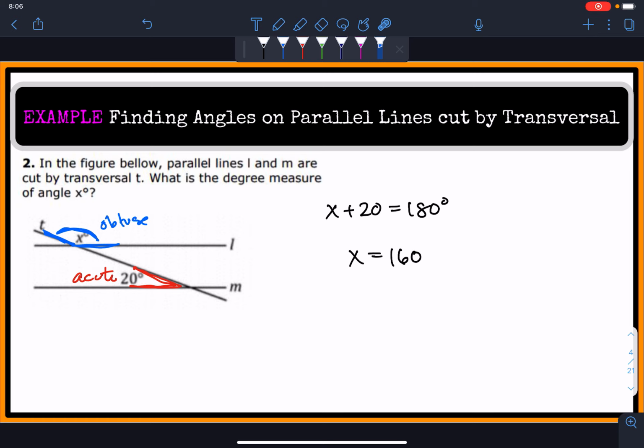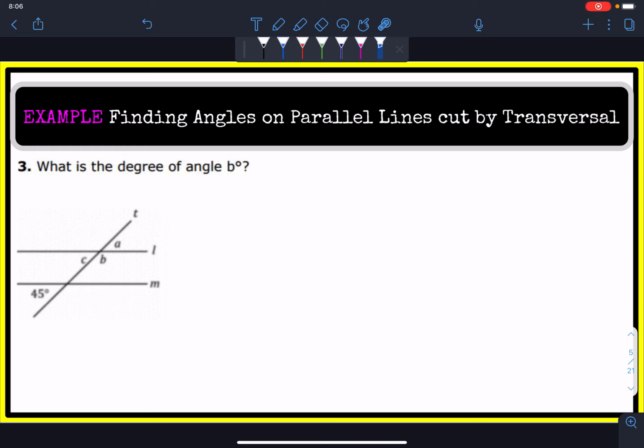So for the third example, let's figure out the measurement of angle B. Well, we know that this acute angle is 45. So that means that all the other acute angles, which is this one here, angle C, and angle A, are all going to be equal to 45 degrees.